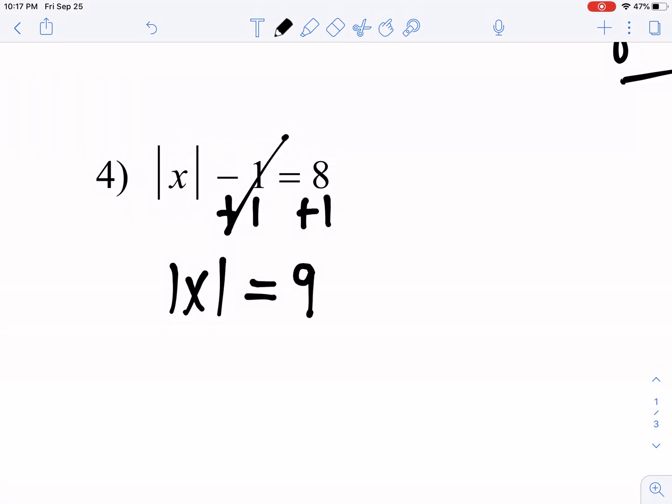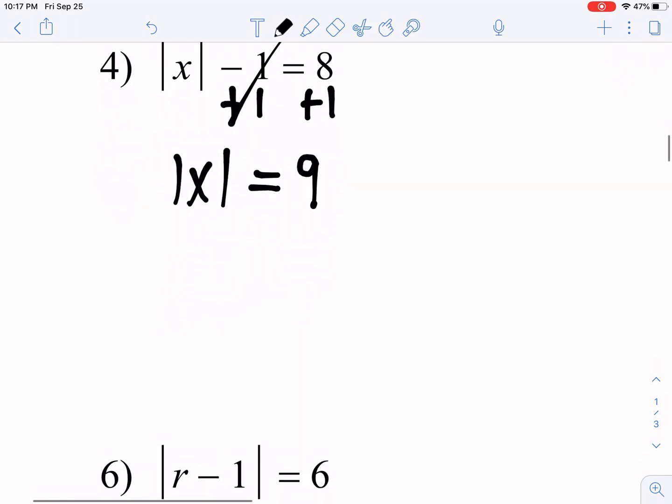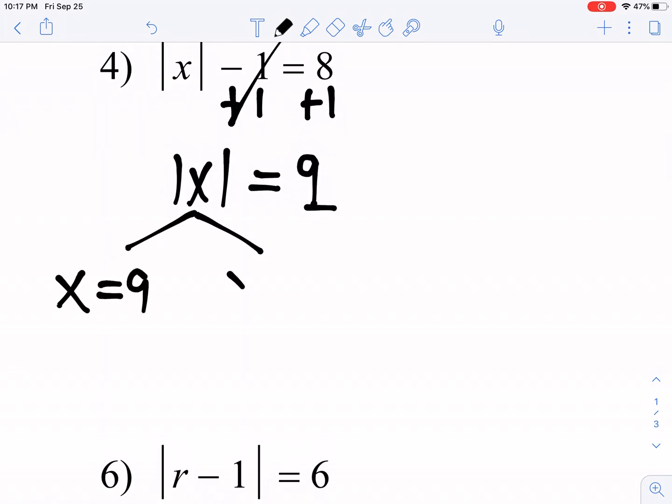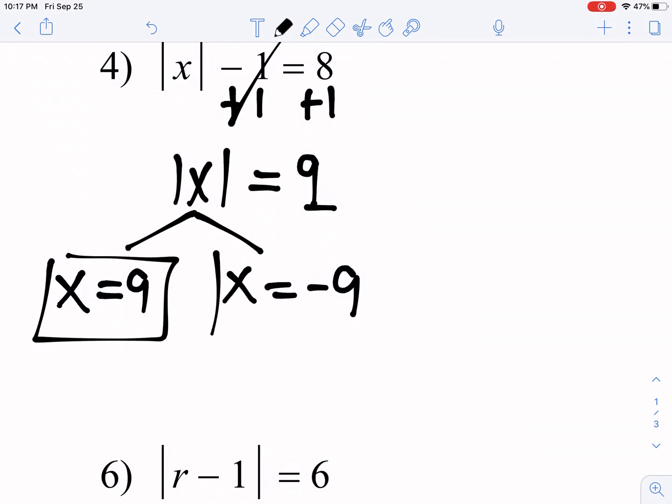Now, is it by itself? Yes. Skip step number 2 for now. Go to step number 3. Set the inside expression equal to the positive 9 and set it equal to a negative 9. Now, are there any equations to solve here? No, x is already by itself, so step number 4 is taken care of. These are our answers. Okay.